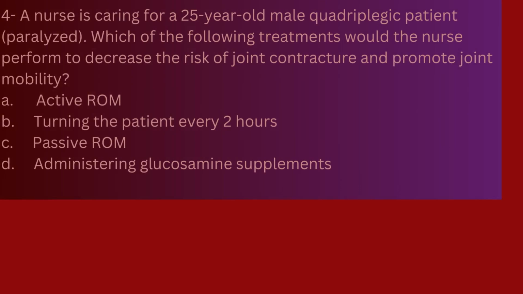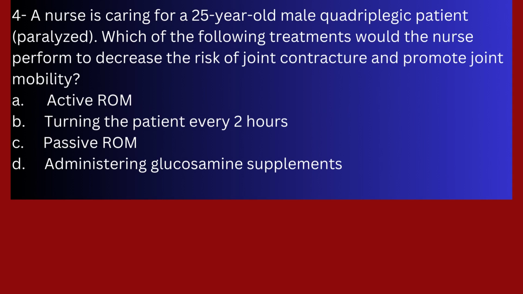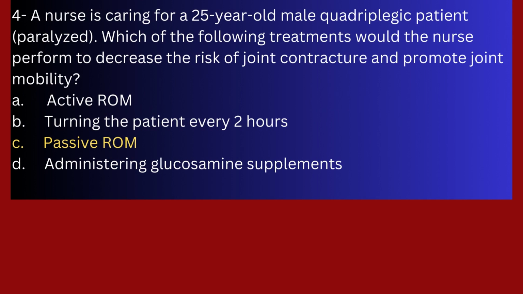Question number 4. A nurse is caring for a 25-year-old male quadriplegic patient. Which of the following treatments would the nurse perform to decrease the risk of joint contracture and promote joint mobility? A. Active range of motion. B. Turning the patient every 2 hours. C. Passive range of motion. D. Administering glucosamine supplements. The answer is C. Passive range of motion.